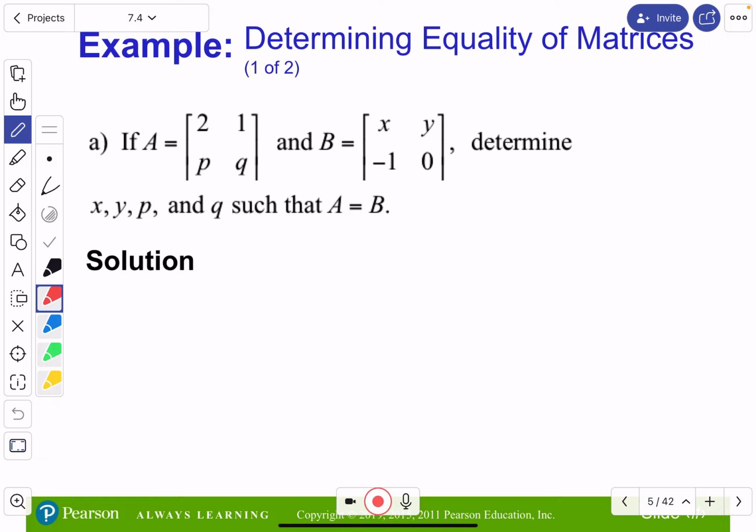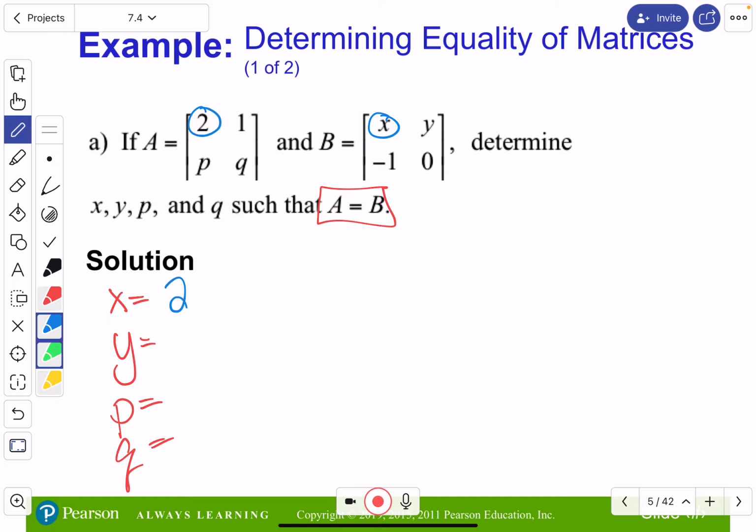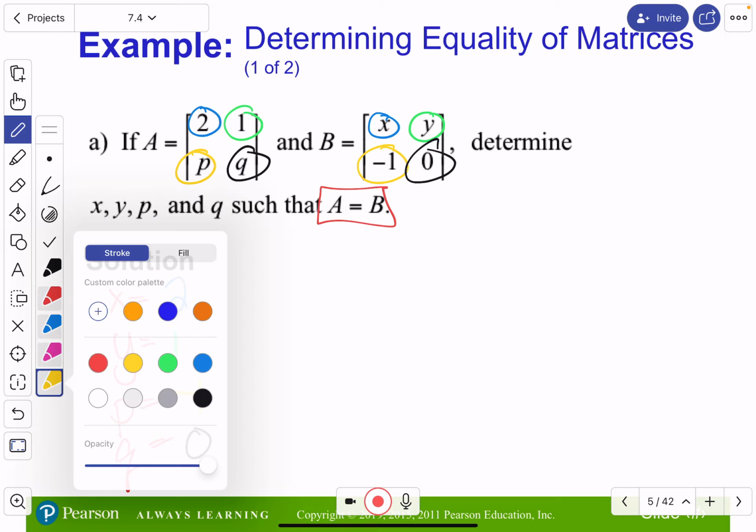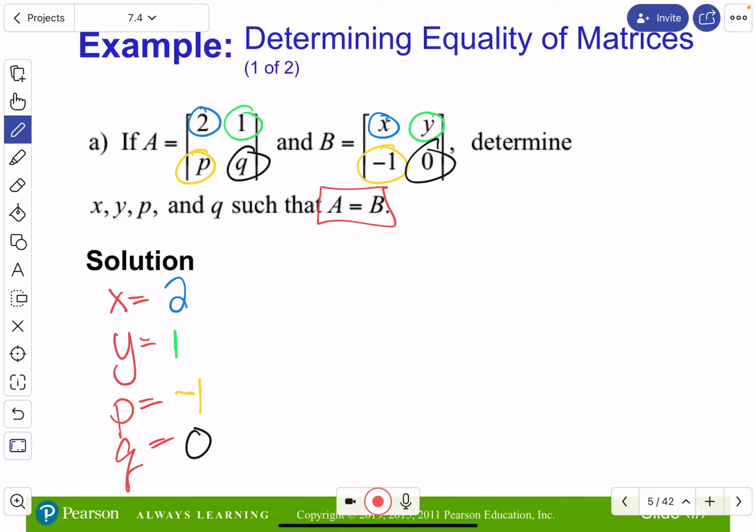Solutions. If matrices are equal, all of the different elements, all the different pieces match up. If we're looking for X, Y, P, and Q, X is in the top left, so it has to equal 2. Y is in the top right, so it has to equal 1. P is in the bottom left, so it has to equal -1. And Q is in the bottom right, so it has to equal 0. For matrices to be equal, they have to have the same value in each spot.